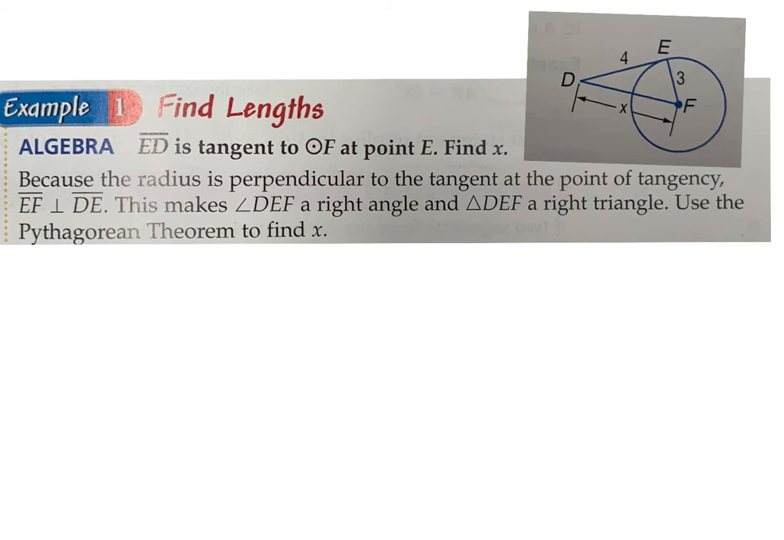How does this help us? ED is tangent to the circle F at point E. Find X. What type of triangle is DEF? It's a right triangle. So how do I find X? Pythagorean theorem. So X should be 5, right? So we have 4 squared plus 3 squared equals X squared.